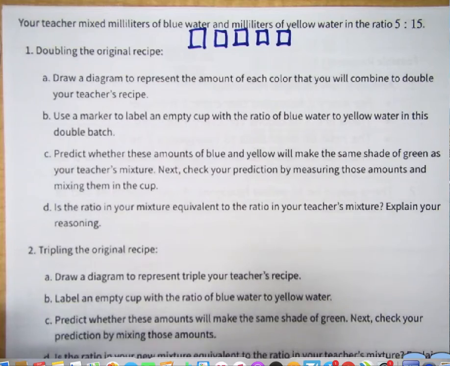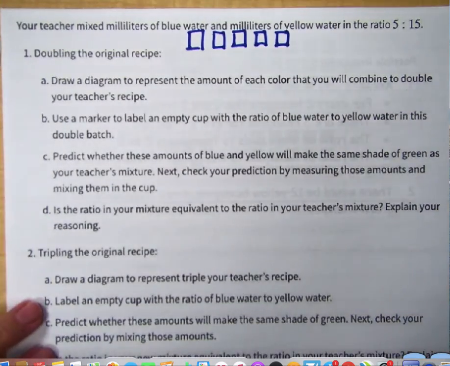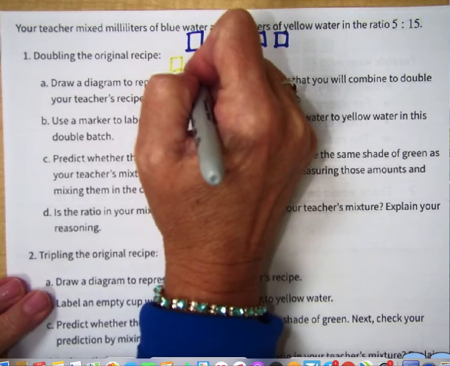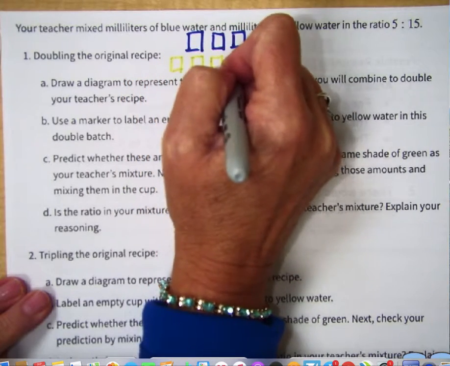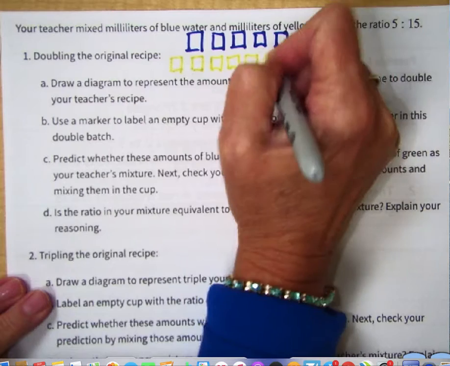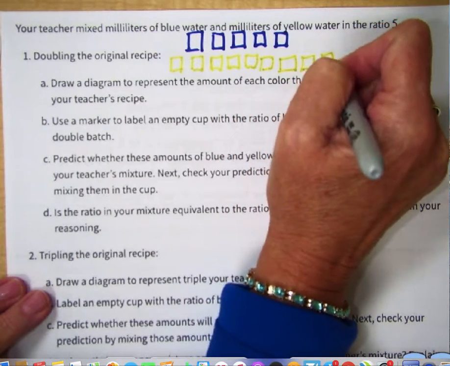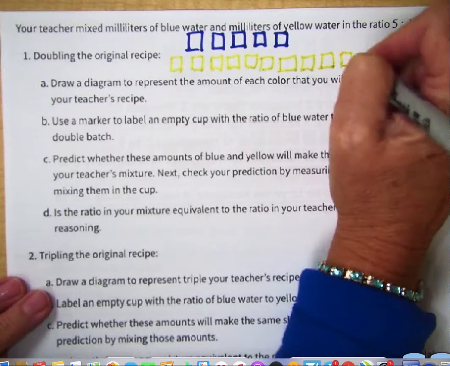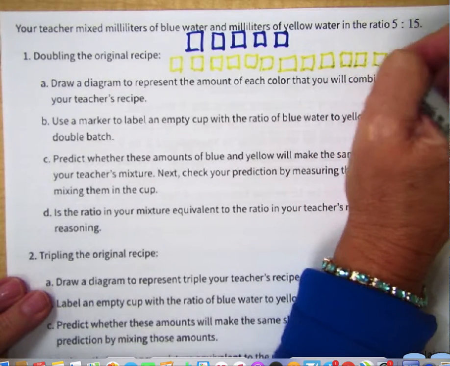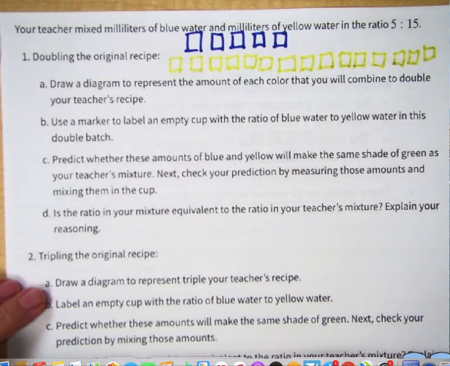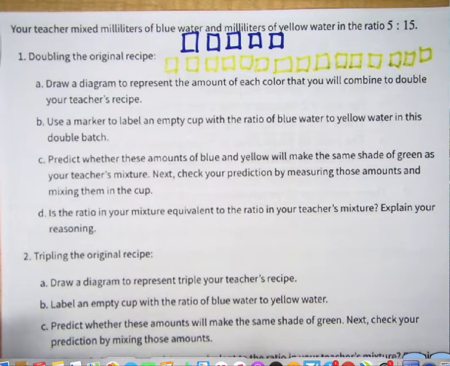And 15 yellows. 15 yellows. 2, 3, 4, 5, 6, 7, 8, 9, 10, 11, 12, 13, 14, 15. Okay, that's a lot of drawing.